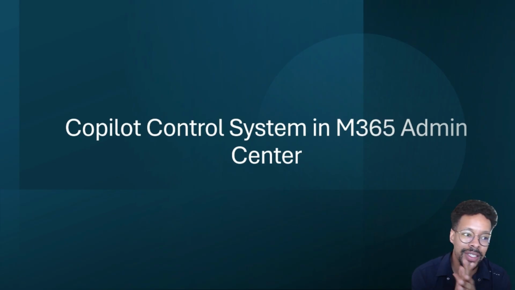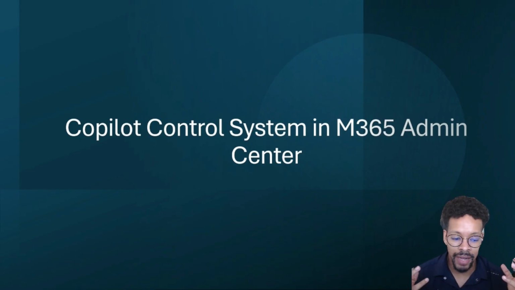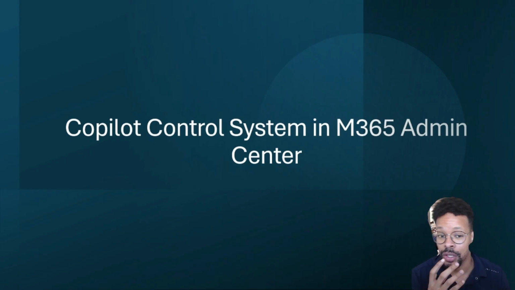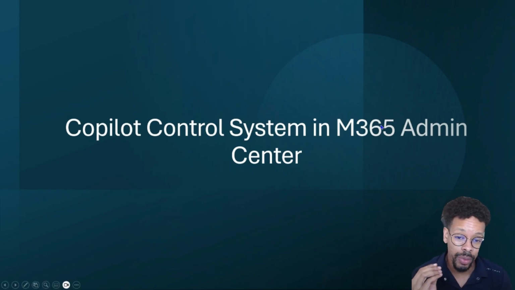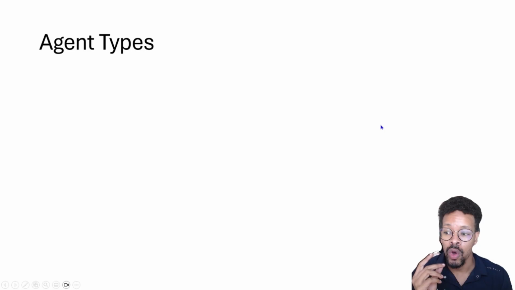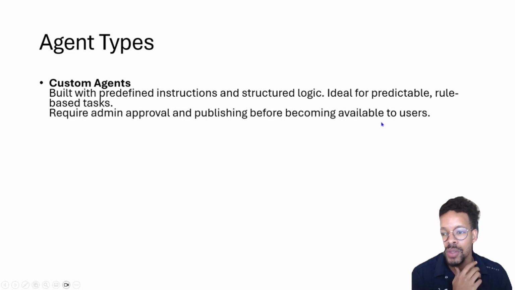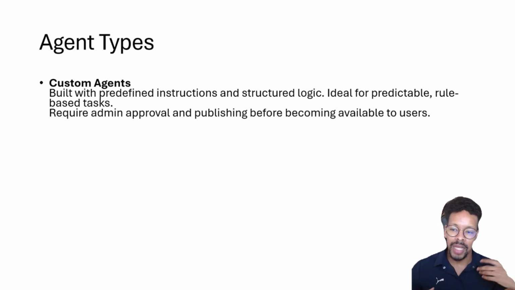So, what this primarily governs is the different types of agents, which we will start with. So, what are the different types of agents? You have custom agents. These are the agents that have predefined instruction, structured logic. This can be Power Automate flows.